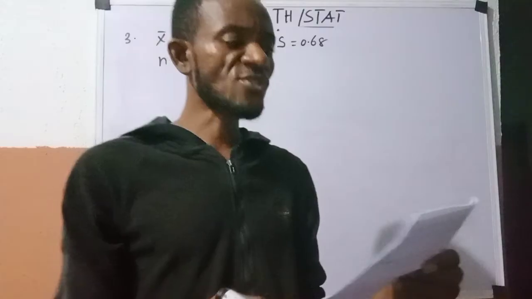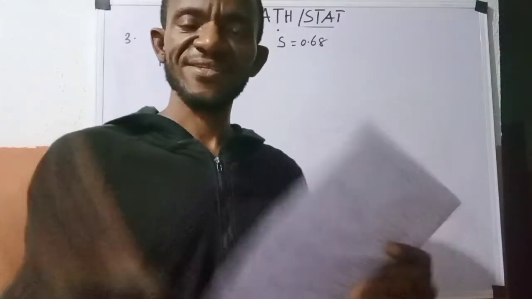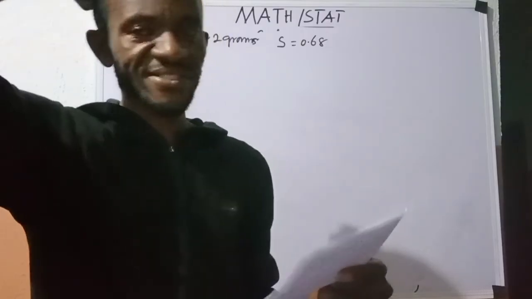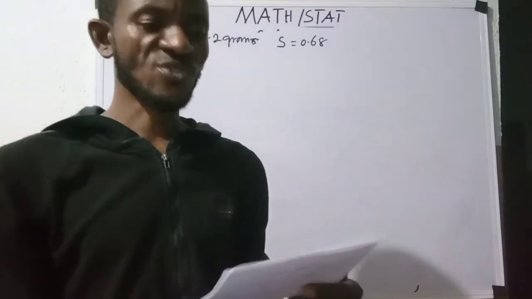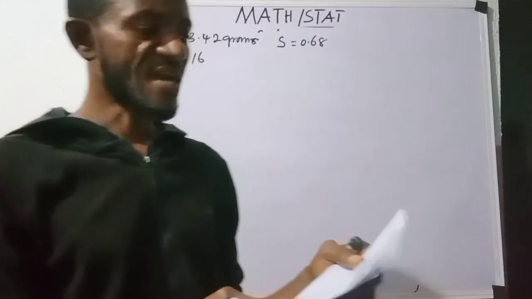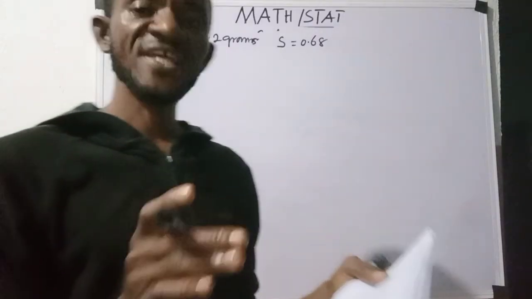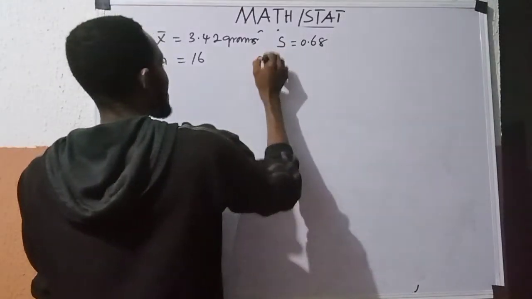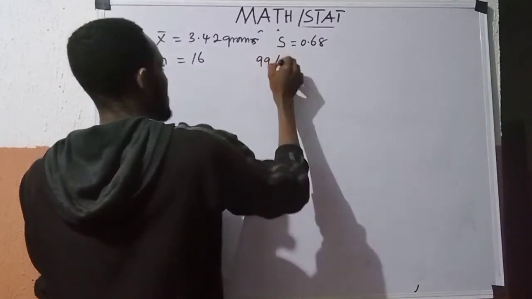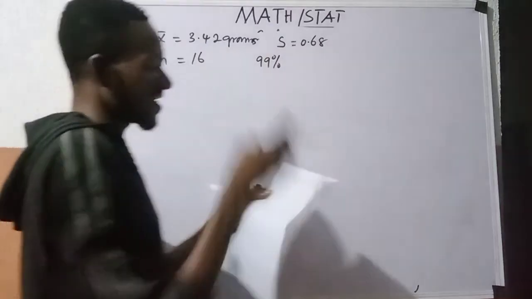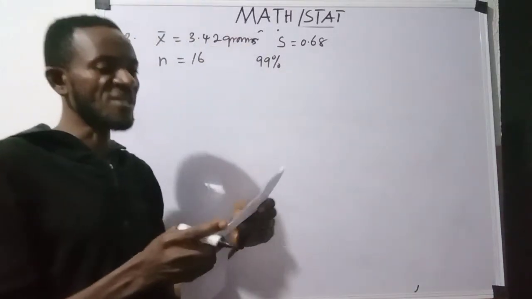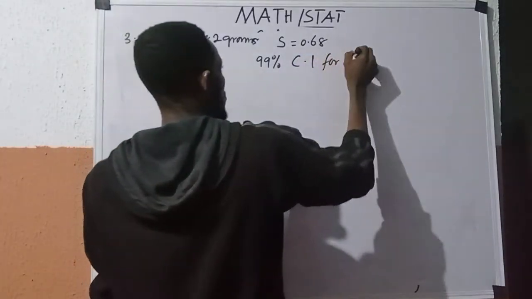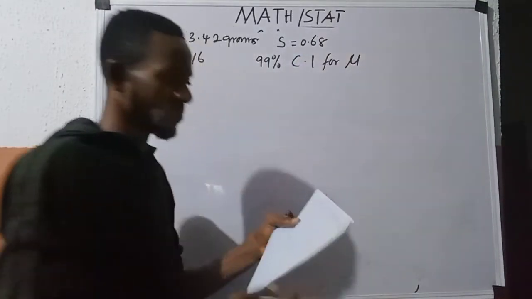They say construct a 99 percent confidence interval. This is a 99% confidence interval for the population mean. That is C.I. for mu.